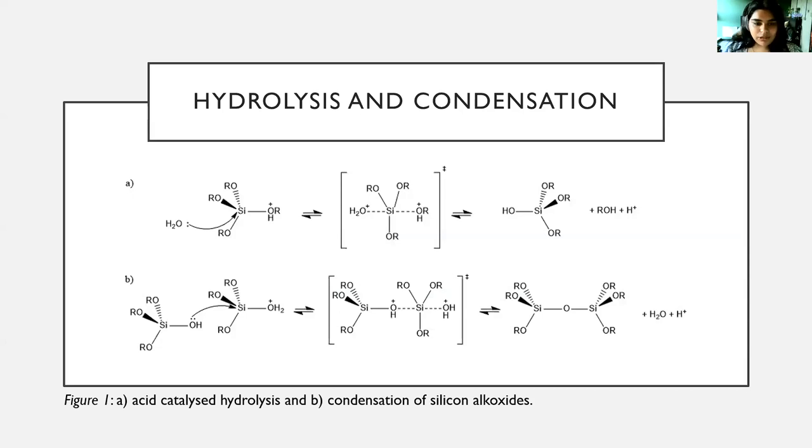So the most important process in sol-gel formulation is hydrolysis and condensation. These are the reactions that form these silica-oxygen-silica bonds, which is here. And the rate at which these form is what determines the end coating, what you get out of it.